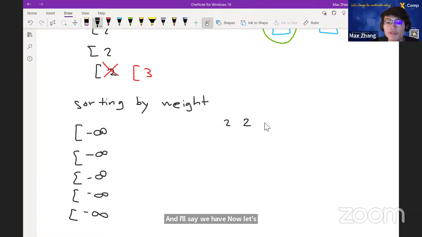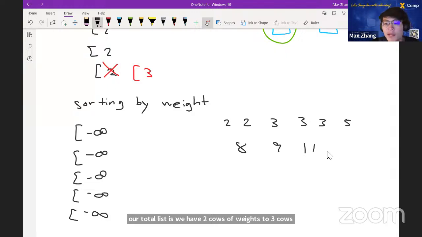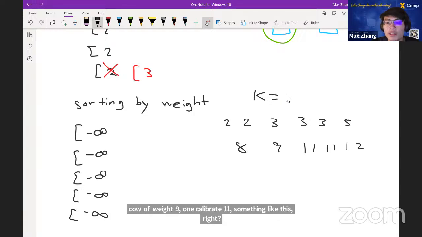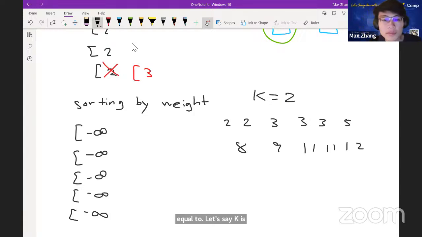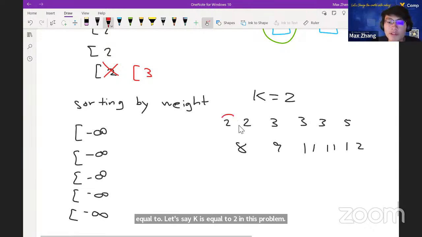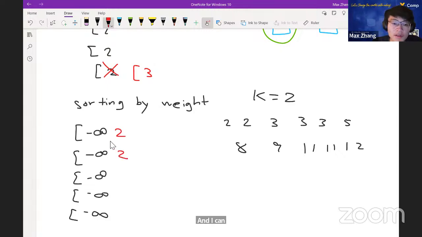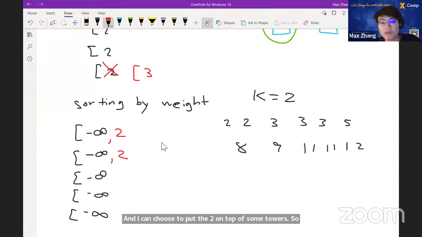And now let's say our total list is we have 2 cows of weight 2, 3 cows of weight 3, 1 cow of weight 5, 1 cow of weight 8, 1 cow of weight 9, 1 cow of weight 11, something like this, right? So we have a bunch of different weights. And let's say k is equal to 2 in this problem. So if I'm processing all of my weights, first I consider the cows of weight 2, right? I consider these 2s. And I can choose to put the 2 on top of some towers. So maybe I put them on top of here. So now these towers have cows of weight 2 on top of them. So this would already increase my answer by 2 plus 2 because I used 2 cows.